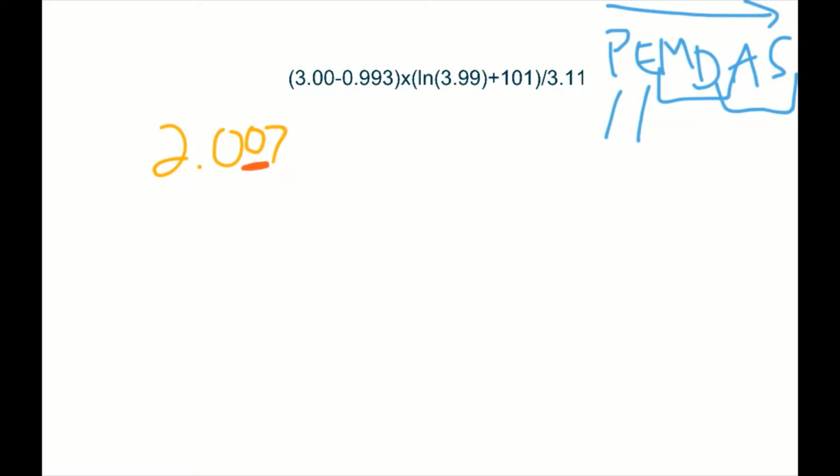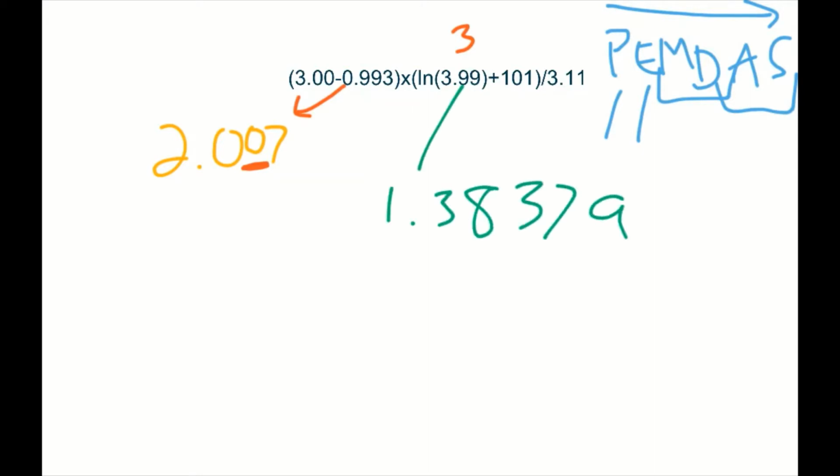So now let's do the second parentheses. In here, we have the natural log of 3.99 plus 101, but we need to simplify the natural log of 3.99 first. 3.99 has 3 sig figs, so when we simplify this, our answer should have 3 decimal places because that's the rule for ln. So if I type in ln 3.99, I get, let me use a different color, 1.38379. And we need 3 decimal places, so let's just underline 3. Remember, we are not going to start erasing digits just yet.